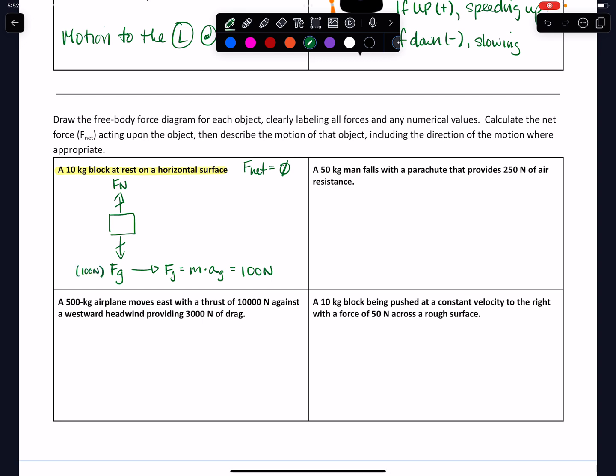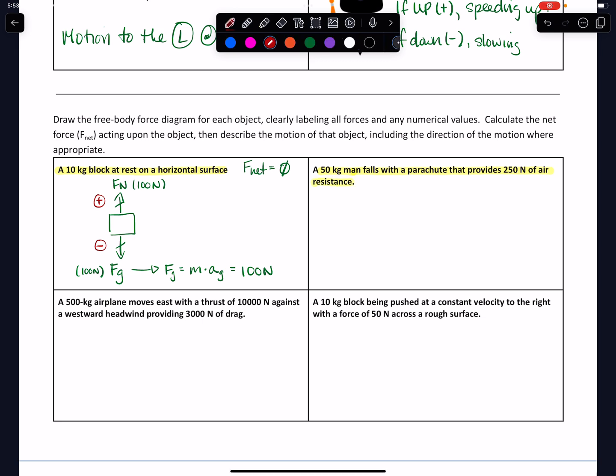Well, I also know that the normal force is equal in magnitude, but in a different direction, so it also must be 100 newtons. This is going to be my positive direction, and this will be my negative. So if I calculated F net, I would say 100 newtons plus negative 100 newtons gives me an F net of 0.